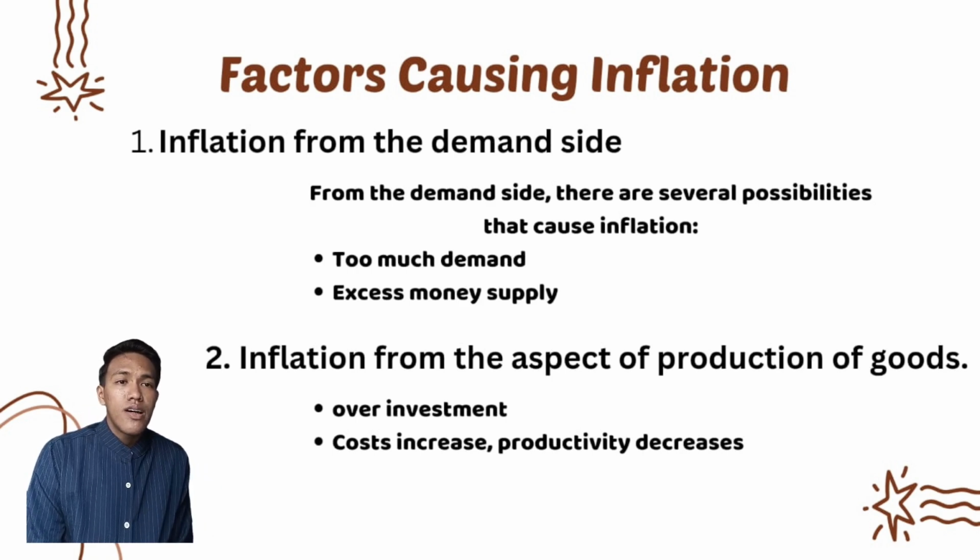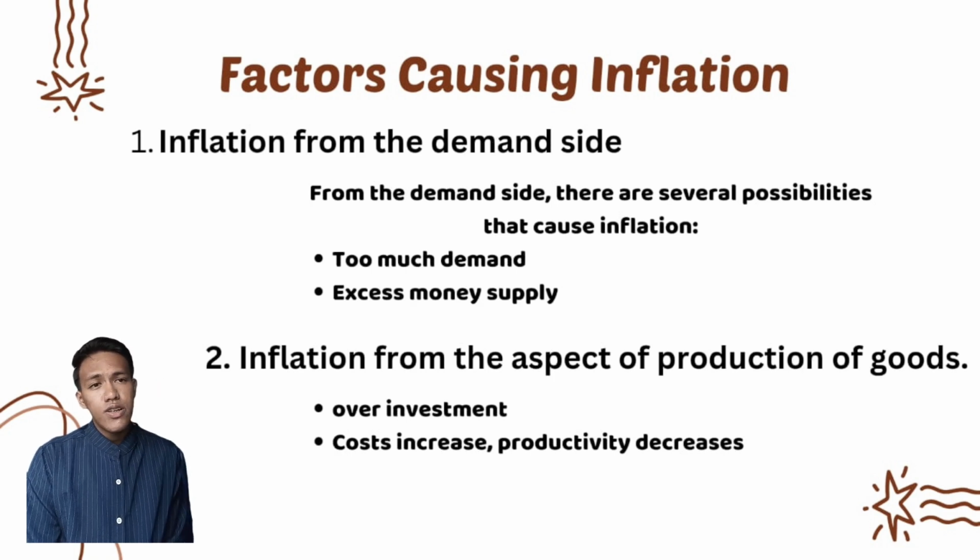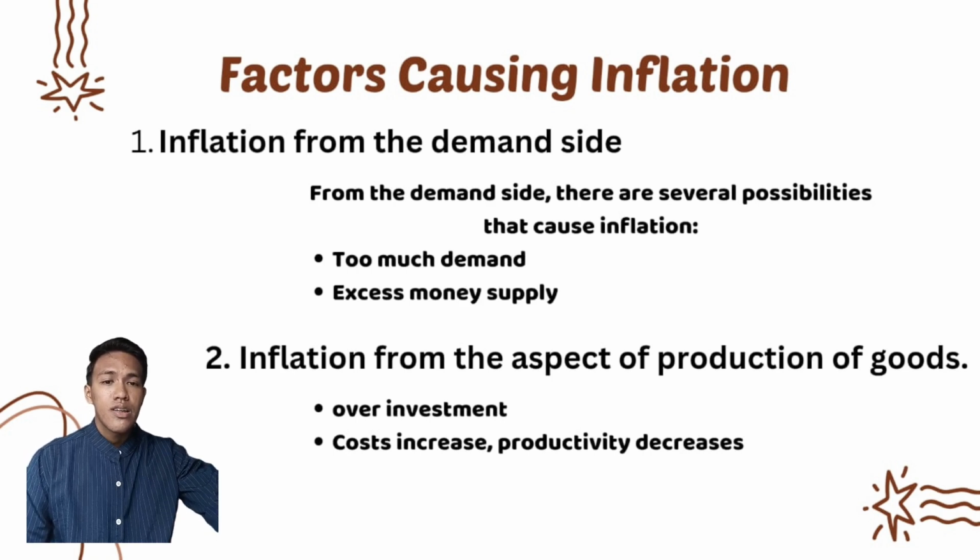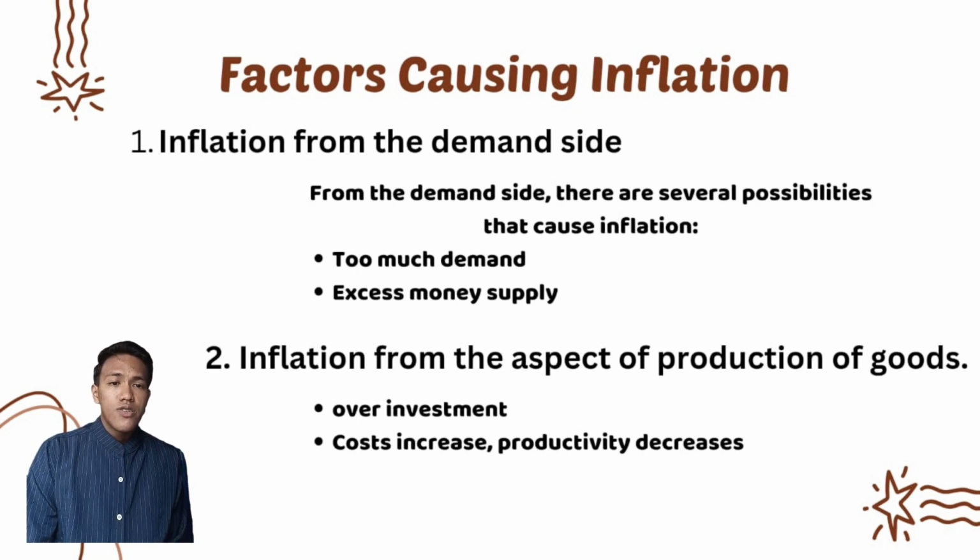So from the demand side, there are several possibilities that cause the inflation. The first one is too much demand. Inflation occurs when the amount of demand exceeds the supply of goods according to the current price. Surplus in this demand puts pressure on the economy.